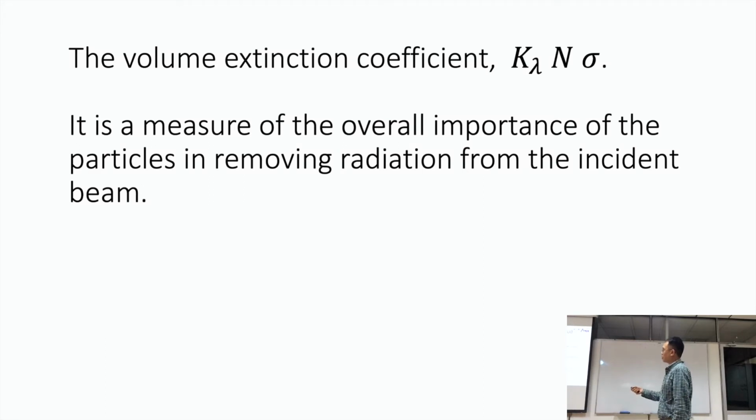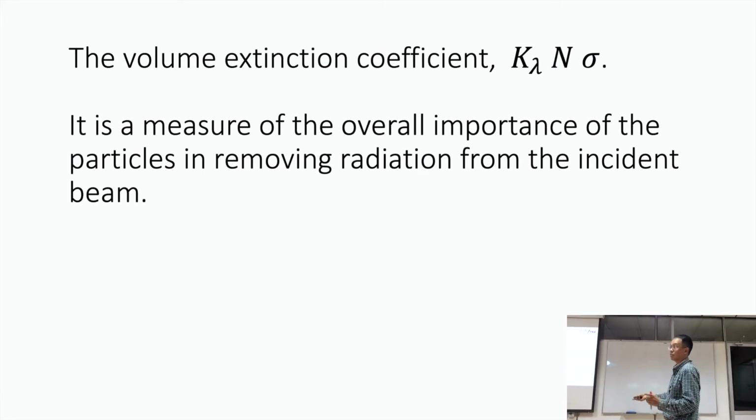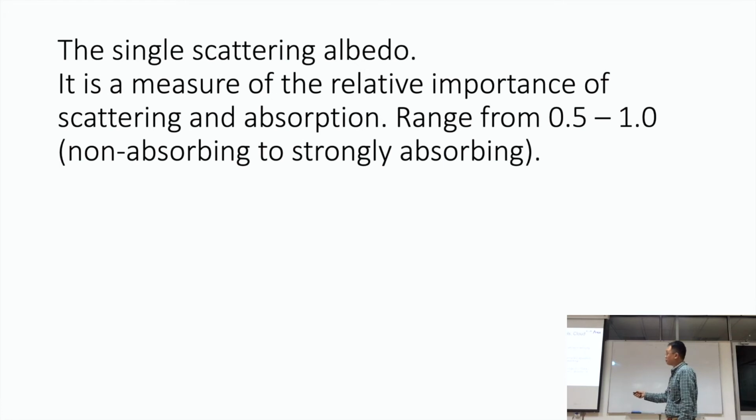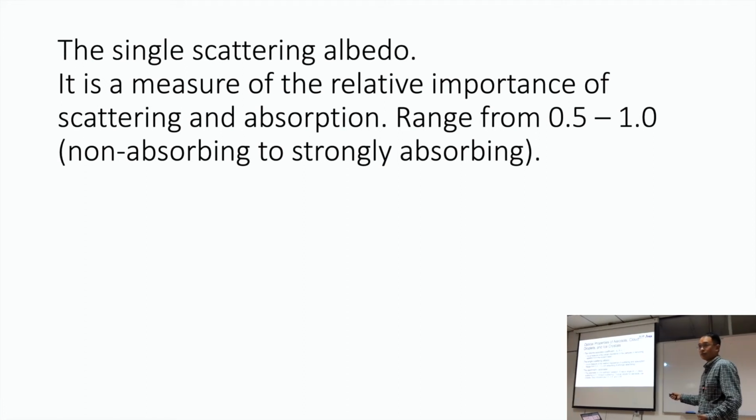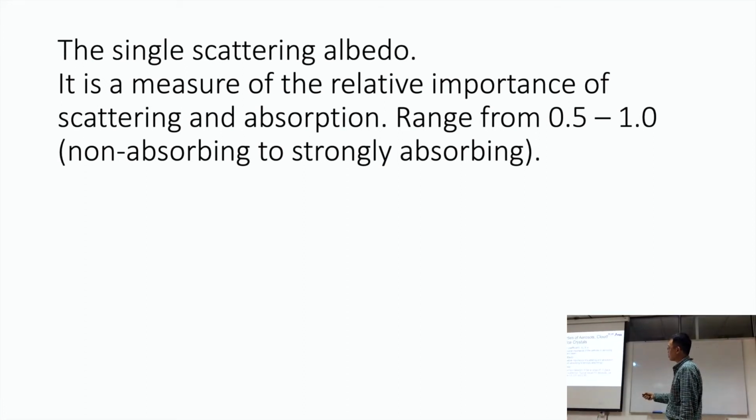So the volume extinction coefficient, k lambda, n, sigma, they usually put together as one parameter to simplify. That parameter is called the volume extinction coefficient. It consists of the scattering, the number of molecules, and the areal size of the particle. It is a measure of the overall importance of the particles in removing radiation from the incident beam. So the single scattering albedo is a measure of the relative importance of scattering and absorption. And this albedo is a factor from 0 to 1. So it's a range of 0.5 to 1, where 0.5 is non-absorbing and 1 is strongly absorbing.